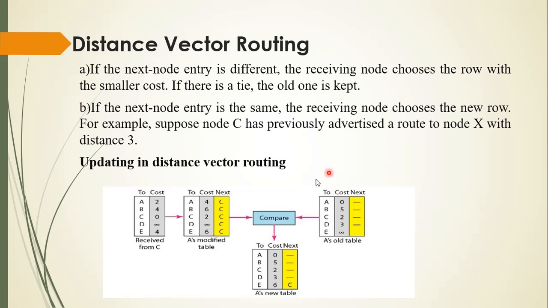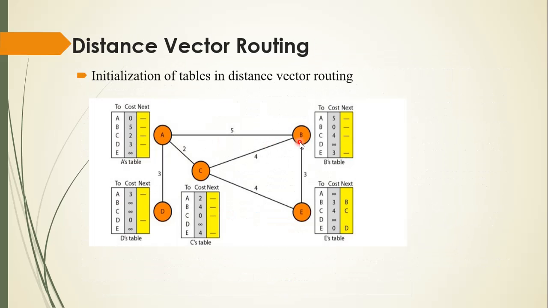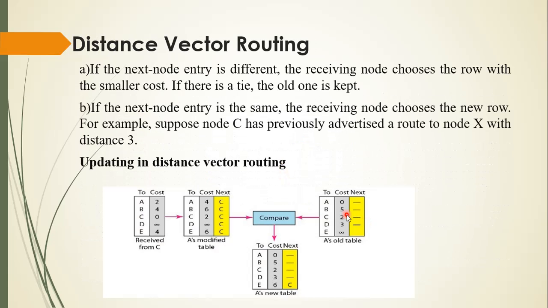Now compare with the old table. After comparing, we take the minimum distances. Here we compare A: using this concept we have 4, but A to A is 0, so we consider 0. Now going via C, for B we have 2 options: directly A to B, that is 5, and A to C and C to B, that is 2 plus 4, 6. So in comparison the minimum distance is 5, so we take 5.